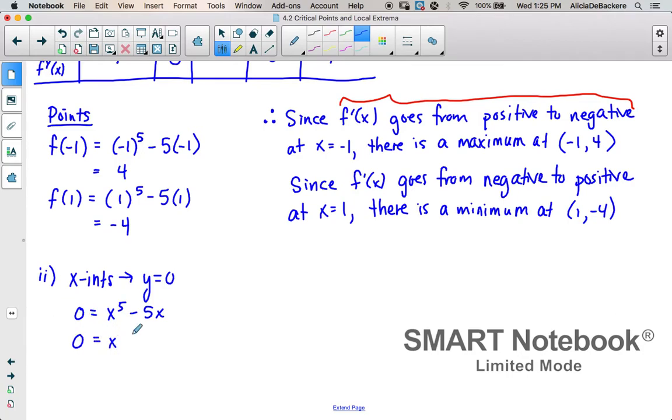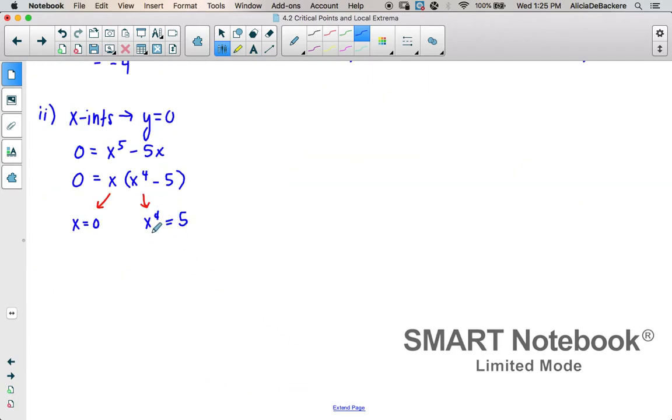So I'm going to factor out a common factor of x. Now I can't just divide away an x. This is part of my solution. So once I have it equal to 0, I'm going to set each factor equal to 0 and solve. So either x equals 0 or x to the power of 4 equals 5. And then I can solve this one. And because I'm going to sketch the graph in this question, I do actually want to know what this is numerically as a decimal, and I get about 1.5.